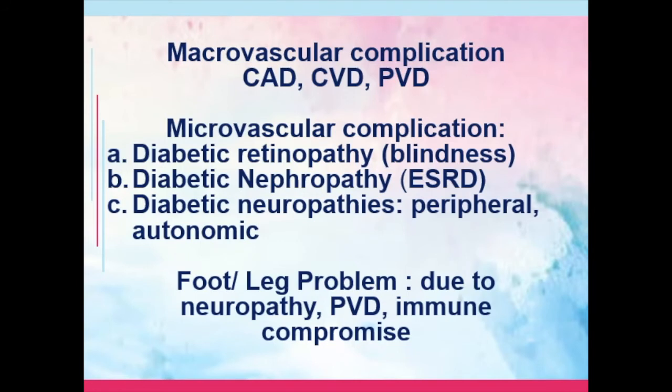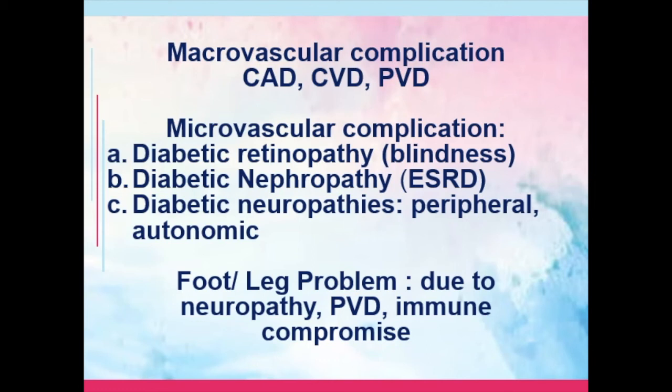Now, let's talk about the long-term complications of diabetes. You have your macrovascular complications, which would include your CAD, your CVD, and then your PVD: coronary artery disease, cardiovascular disease, and peripheral vascular diseases. You also have your microvascular complications, meaning it involves smaller blood vessels.